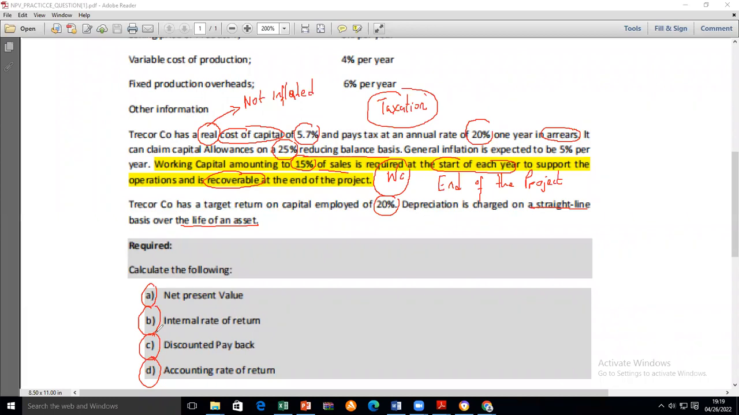So we have got a fully packed question here, which will enable us deal with the items that we dealt with in class. The issue of taxation will come out in this question. The issue of inflation will come out in this question. The issue of working capital will come out in this question. So you've got all this.